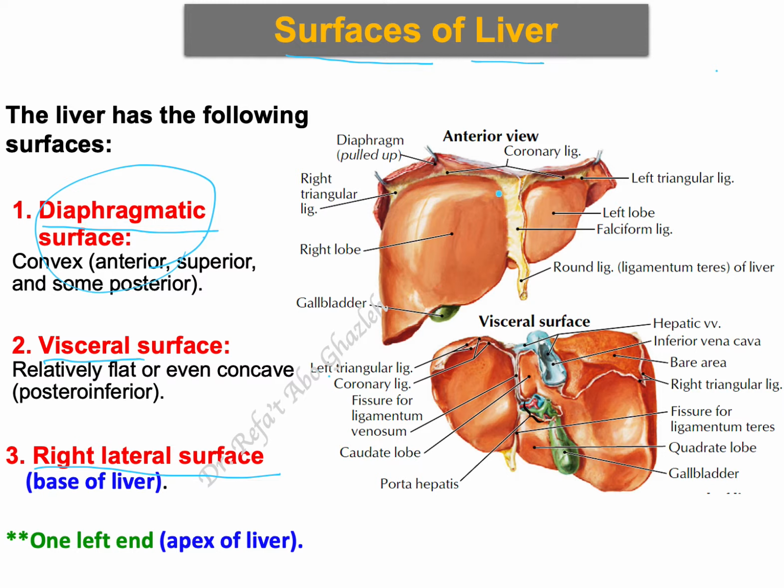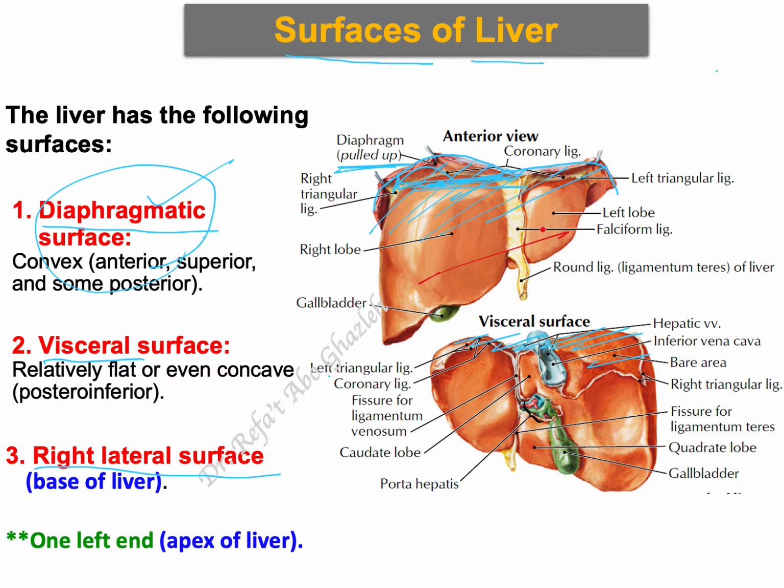From its name, it indicates that it is something related to the diaphragm. So this is the diaphragm, and we know that the diaphragm covers the anterior surface, because here's the diaphragm, it's like pulled up, so it partially covers the anterior surface, the superior surface, and also the posterior surface of the liver in the back. So the diaphragmatic surface is an area of the liver that's related to the diaphragm.